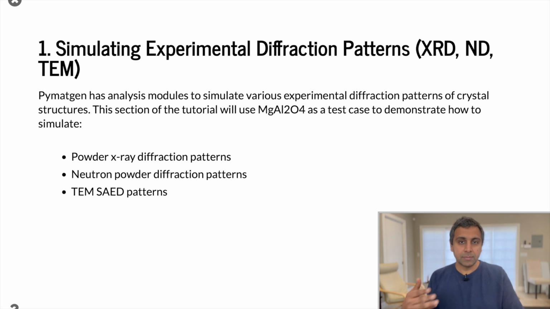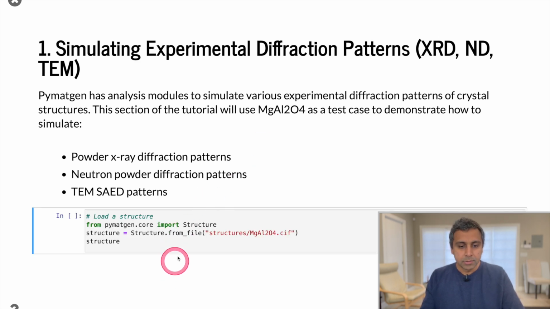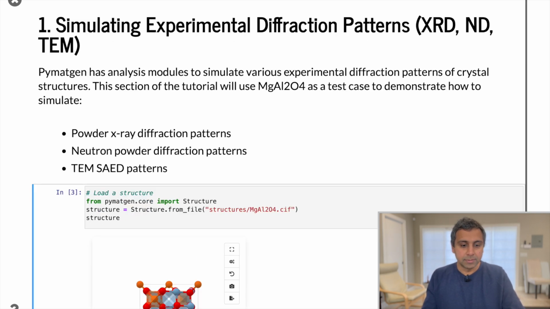So I'll show you each of those examples, and what we'll do is we'll load the magnesium aluminate crystal structure and then generate the predicted experimental diffraction patterns for this structure. So in order to get the structure of magnesium aluminate, I'm just going to load it from a CIF file. This was covered in a few of the other tutorials as well.